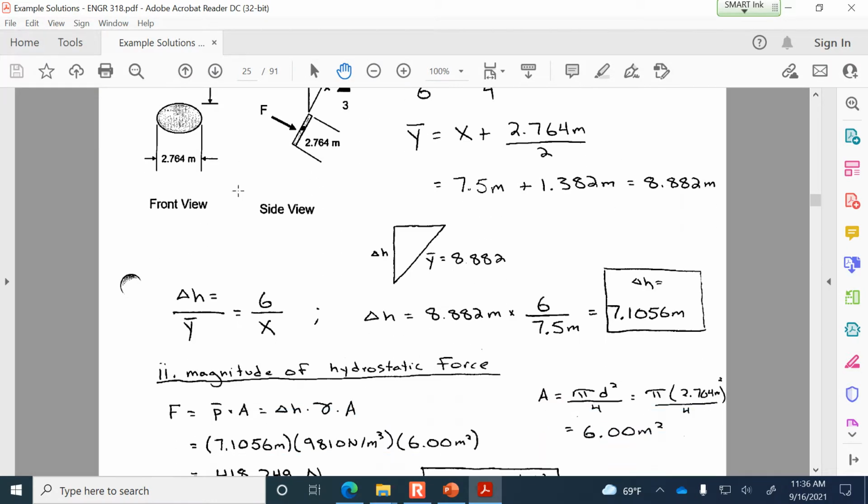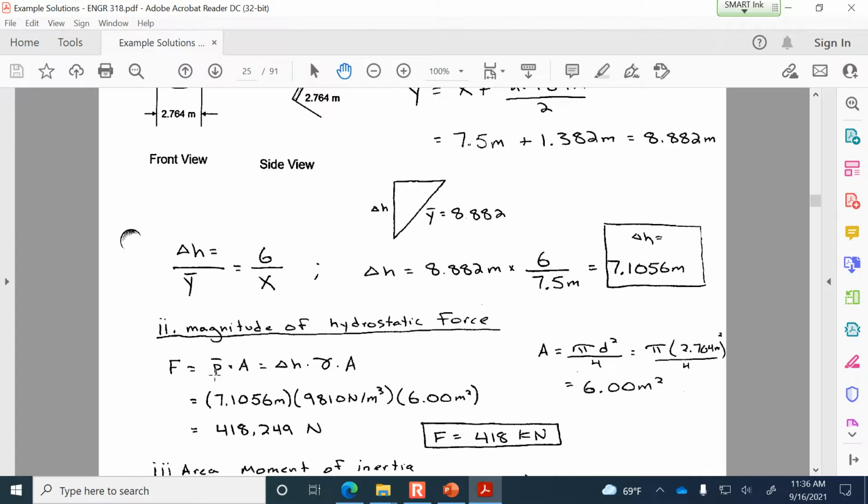Magnitude of the force is going to be the pressure at the centroid times the area. For a circular plate like this, the cross-sectional area is 6 meters squared. I think that's maybe how I decided what the radius was: whatever radius gave you exactly 6 meters squared. Then the pressure at the centroid is the depth of the centroid, delta h, times gamma. So you can see the calculations we went through to get the 418 kilonewton magnitude of the hydrostatic force.